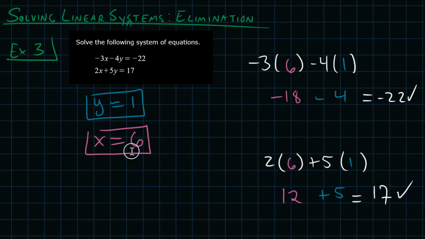Substituting the values 6 for x and 1 for y into both of our original equations will give us true results for both equations, which means that these are the solutions for this system.